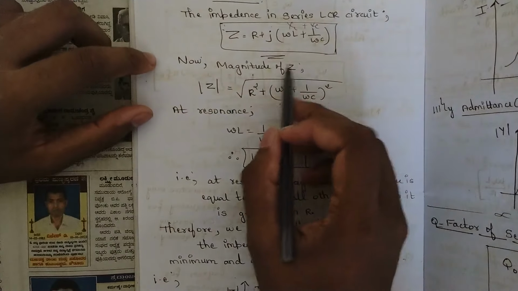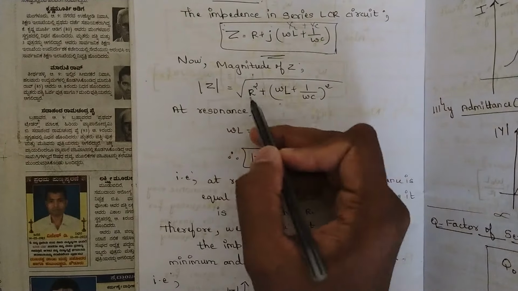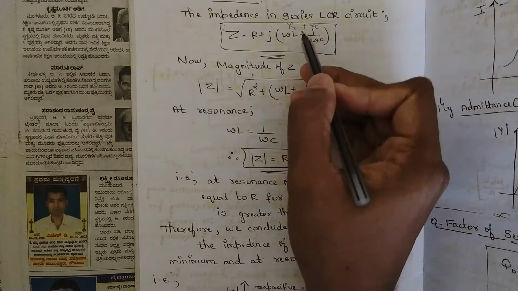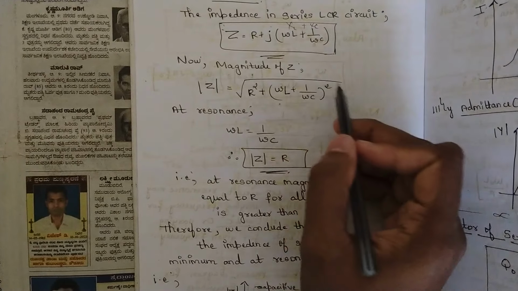Now let us try to take the magnitude of Z. What will we get? Z is equal to the square root of R square plus the imaginary term square, that is omega L plus 1 by omega C, the whole square.